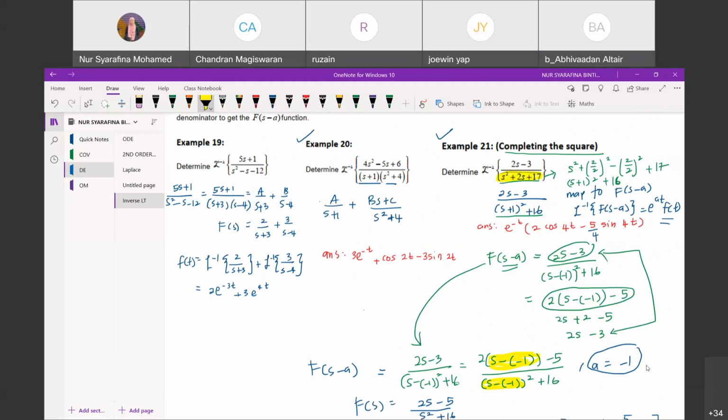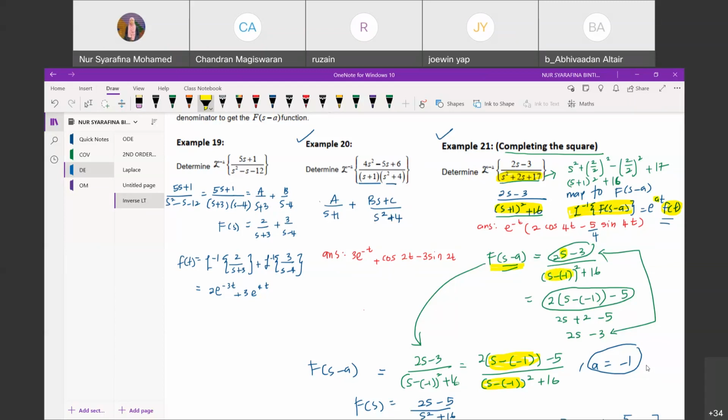is now simplified to this, where this function is mapped to F(s minus a). When it is mapped to F(s minus a), the inverse transform of F(s minus a) equals e to the power of at times f(t). So you have to know what your a is and what your f(t) is. So basically from here, you know that this is mapped to F(s minus a), so you need to do some modification of s there.